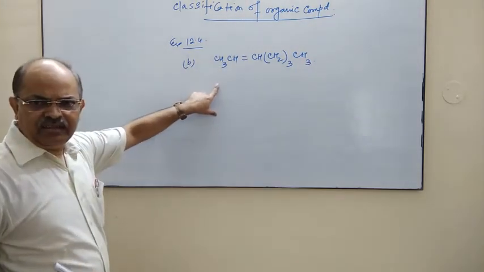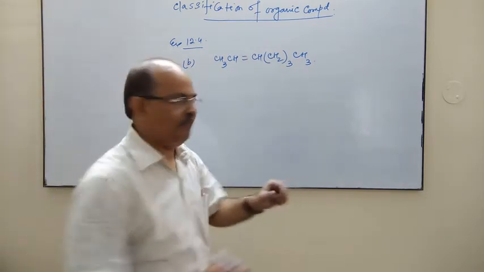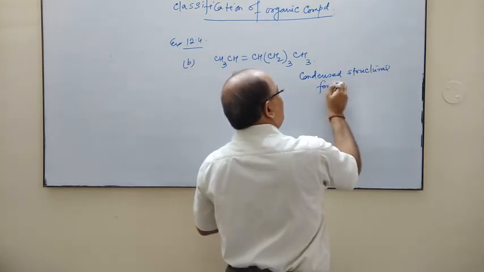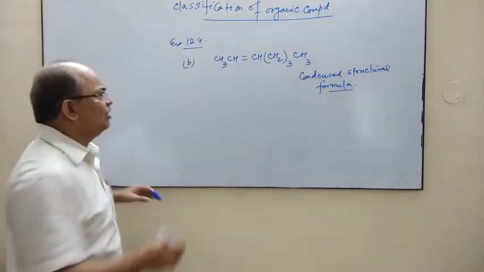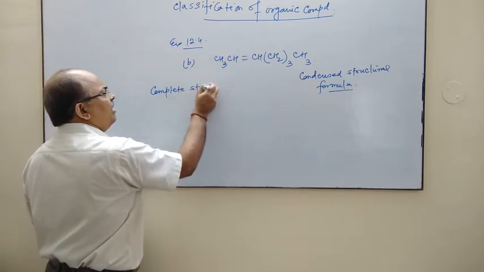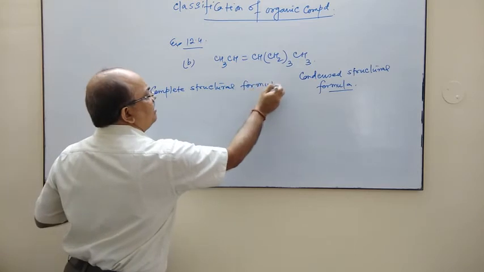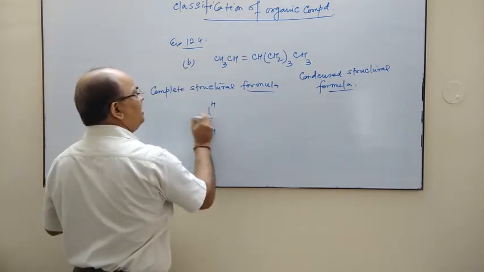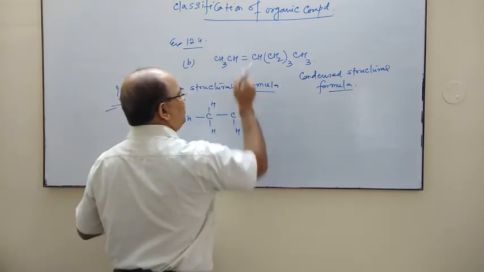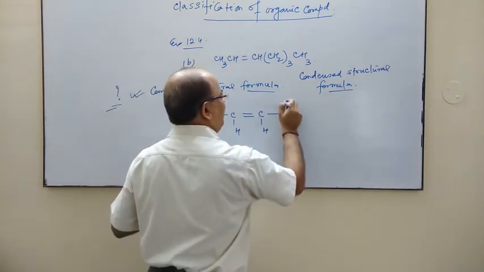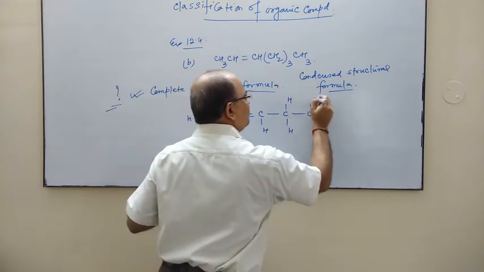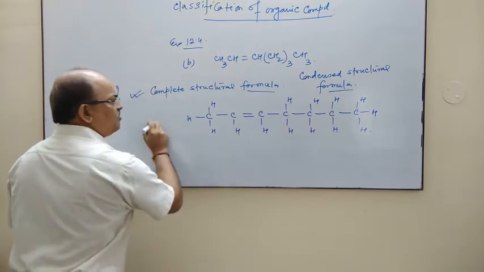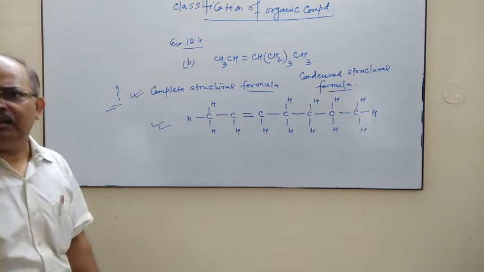So look, you are given the condensed structural formula, but you have to write the expanded form. You have to write the complete structural formula. How will you write it? You break it as methyl, then we have CH, then we have double bond, then we have CH, and then we have CH2 thrice. Thrice means you will write it 3 times, and then there will be CH3. So this is your expanded form. So this is your complete structural formula.